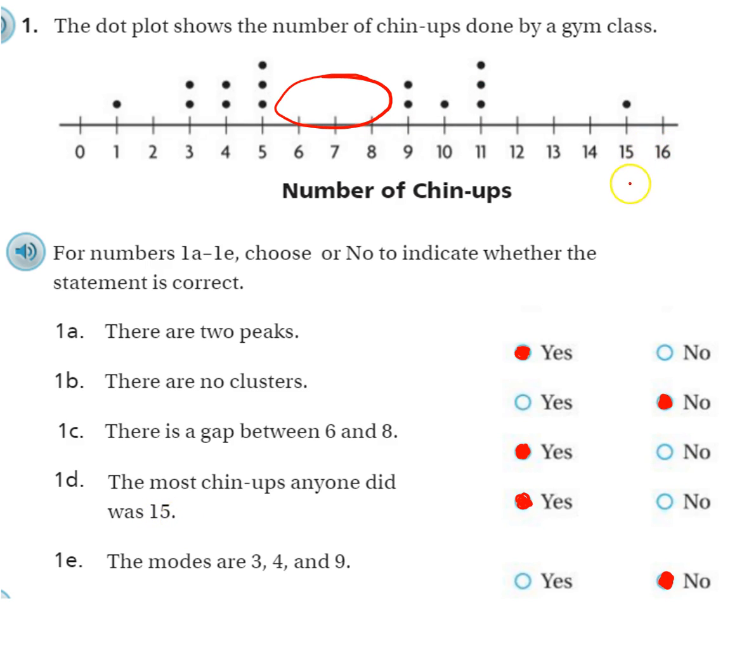Most is just the biggest number. And then modes are also the ones that show up the most. Modes are the numbers that show up the most. So 5 showed up 3 times, 11 showed up 3 times. So those would be the modes. Okay, so you're going to need to know that for your test.